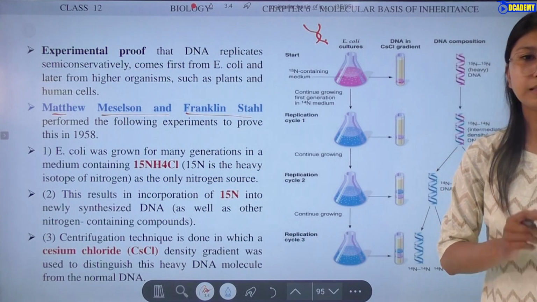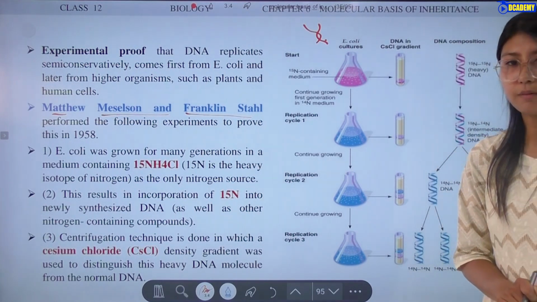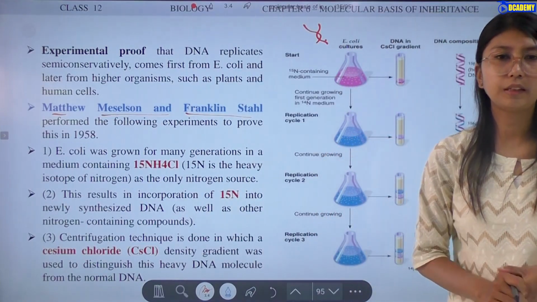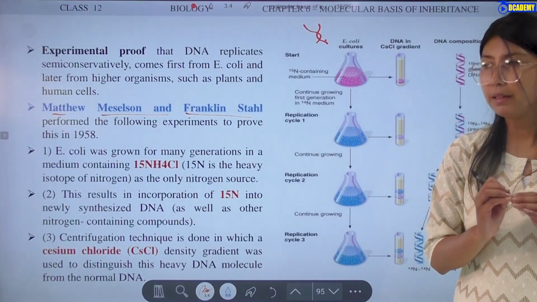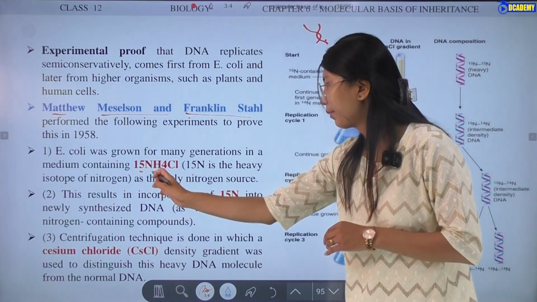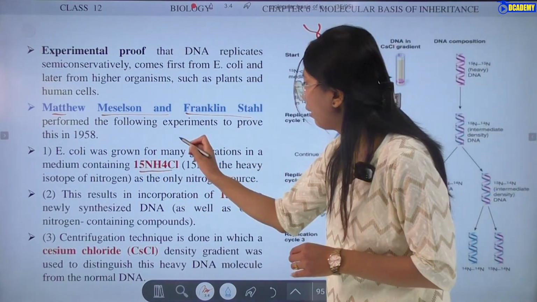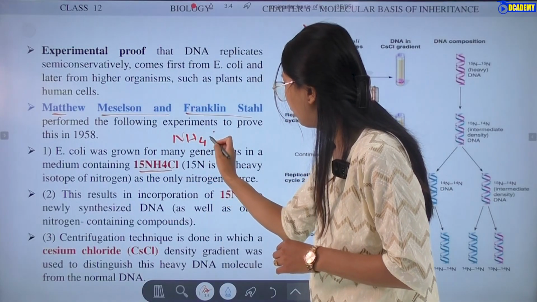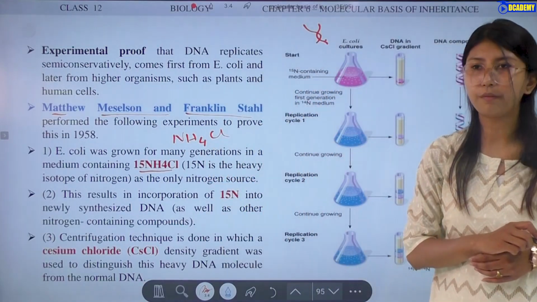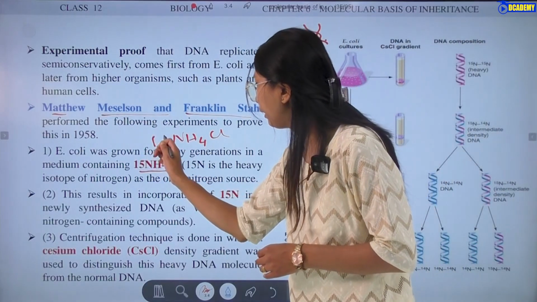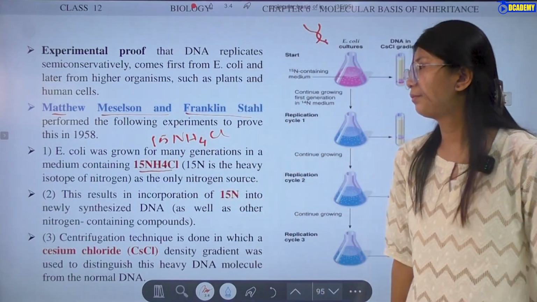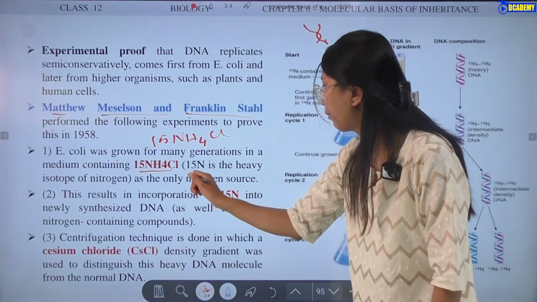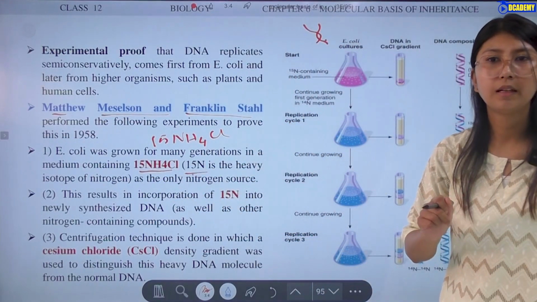In 1958, they performed the experiment on E. coli, a bacterium. They grew E. coli in a growth medium containing ammonium chloride, in which the nitrogen is 15N ammonium chloride, a heavy isotope of nitrogen.